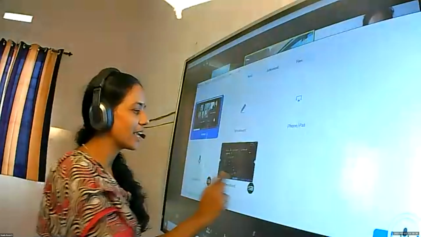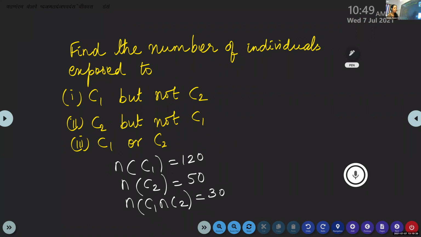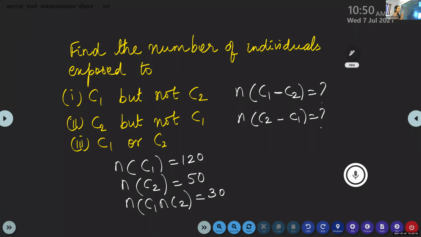A minus B. What is the definition of A minus B? Elements in A but not in B. A minus B is elements in A but not in B. Here we want C1 but not in C2. That means we want to find C1 minus C2. Same way, C2 but not C1 means C2 minus C1.